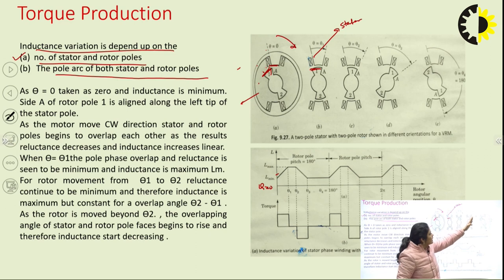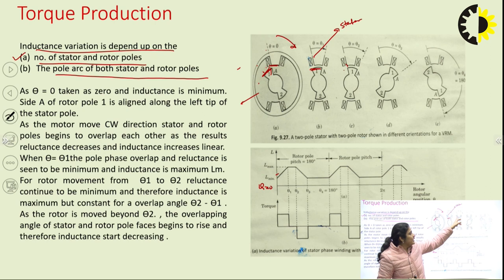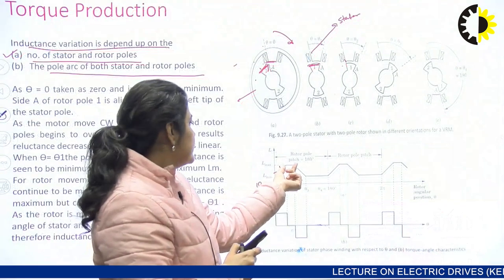When it goes to the theta 3 position, the whole rotor pole will move from here to here. During that period, the reluctance will be constant, it does not vary, because the air gap is maintained from theta 2 position to theta 3 position, right? During that period the inductance is constant, because the reluctance is also constant. The air gap is constant, so the reluctance is constant, and the inductance is constant. During theta 1 to theta 2 position, the inductance will remain constant.